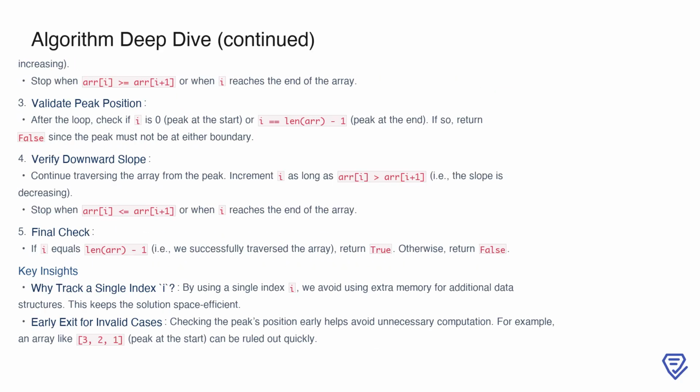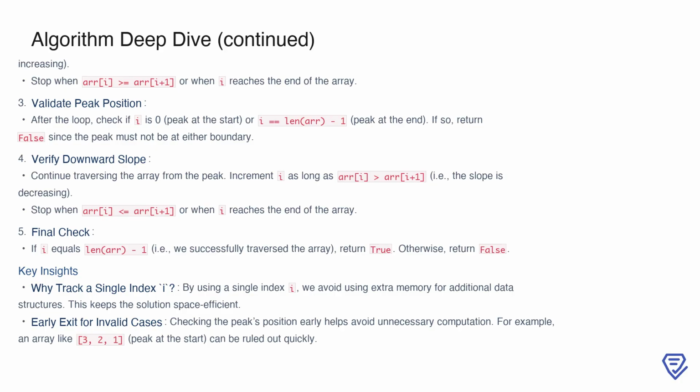Now, let's walk through the algorithm in more detail. After confirming that the array meets the minimum length requirement of 3 elements, we begin searching for the peak. To do this, we initialize an index variable, i, to 0 and start traversing the array. As long as the current element is smaller than the next element, we keep incrementing i. This process stops when the slope flattens or turns downward, meaning the current element is no longer less than the next one. At this point, we've identified the peak location.